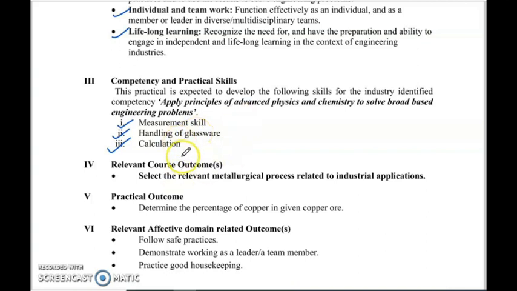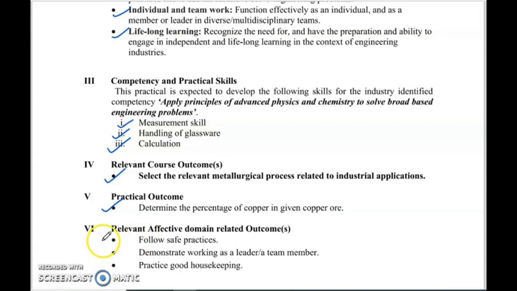This is related to our chapter number 4, that is metals, alloys, cement, refractory material. So the CO of that chapter is related to this: select a relevant metallurgical process related to industrial application. Next, the practical outcome: what are we going to get after performing this experiment? Determine the percentage of copper in the given copper ore. A copper ore has been given to you, and how much percentage of copper is in that ore, we are going to find out today.